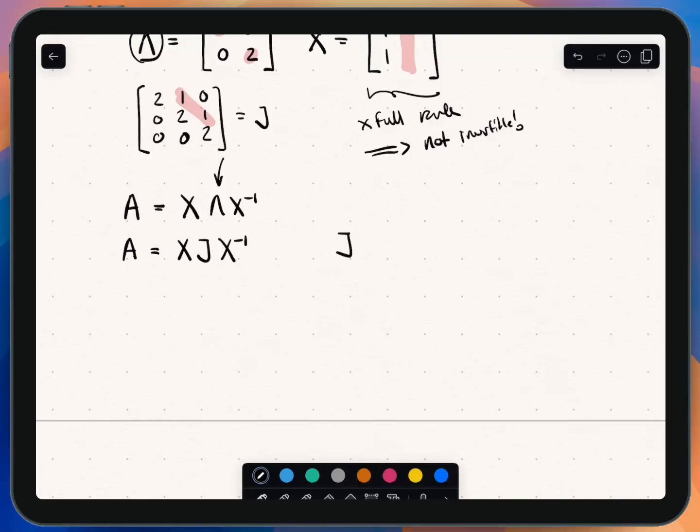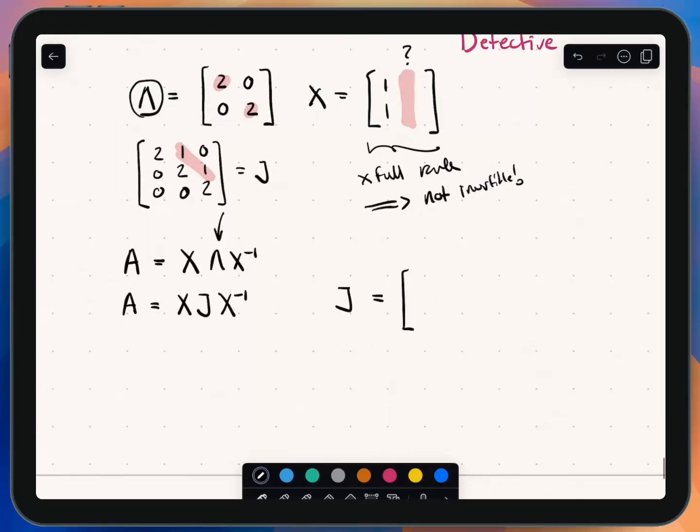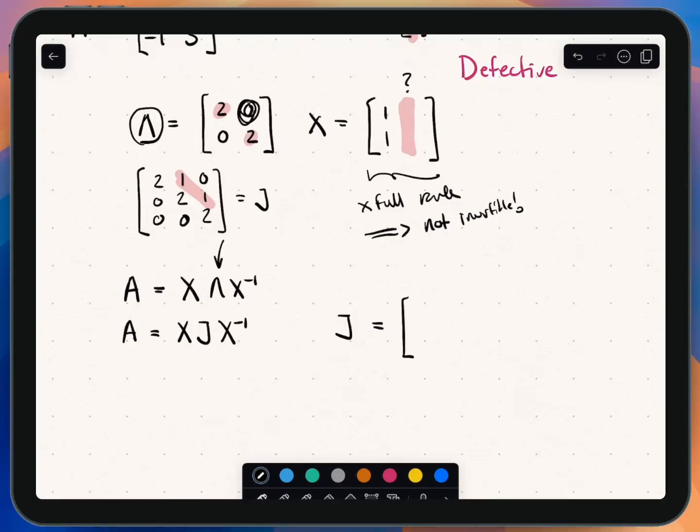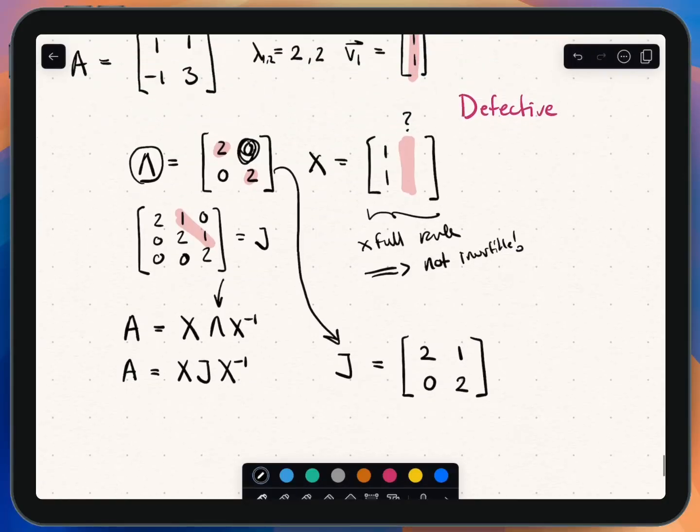Where J, for example in our 2 by 2 case, instead of having the 0 here, we're going to have [2, 1; 0, 2]. So as you can see, it's not quite diagonal, but it's almost there. So now we've solved our first problem of fixing our lambda matrix. But what about this thing right here? We know we can't find another eigenvector. So instead, we're also going to relax the conditions.